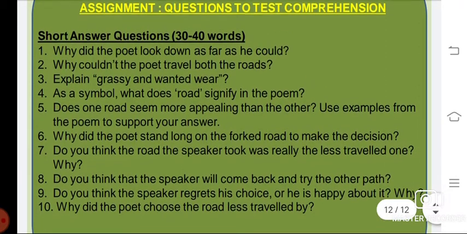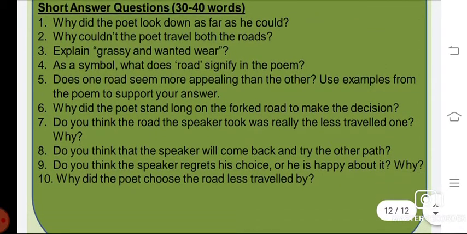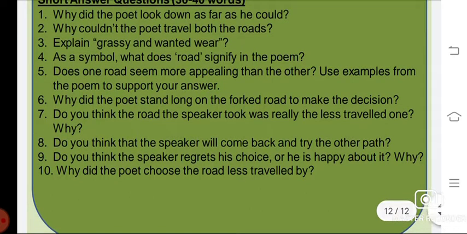Assignment questions of the test comprehension. Why did the poet look down as far as he could? Second question. Why couldn't the poet travel both the roads? Third question. Explain grassy and wanted wear. I tell you, grassy and wanted wear mean any road. Grassy means full of grass, and wanted wear means which is unused or untraveled.